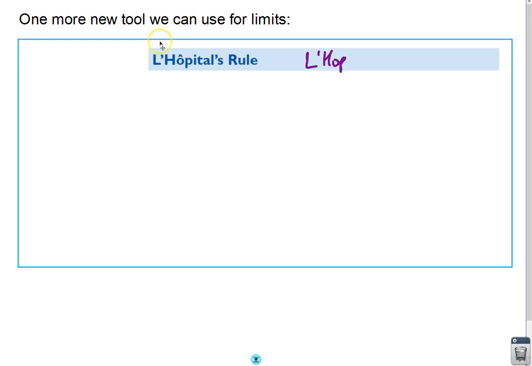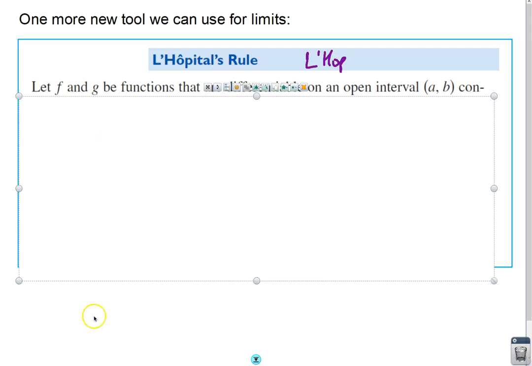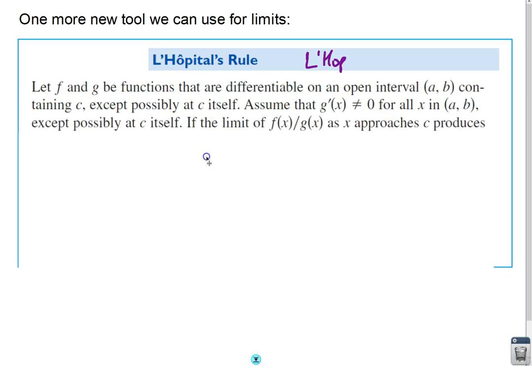So what L'Hopital discovered, this is kind of a long process, a lot of stuff here, but just hang on. Let f and g be functions that are differentiable on an open interval. So you have two functions that you can take the derivative of. They're differentiable and they contain c. But they might not be differentiable at c. That's fair. Assuming that g prime of x is not equal to 0 for any value in the interval, except possibly at c itself.